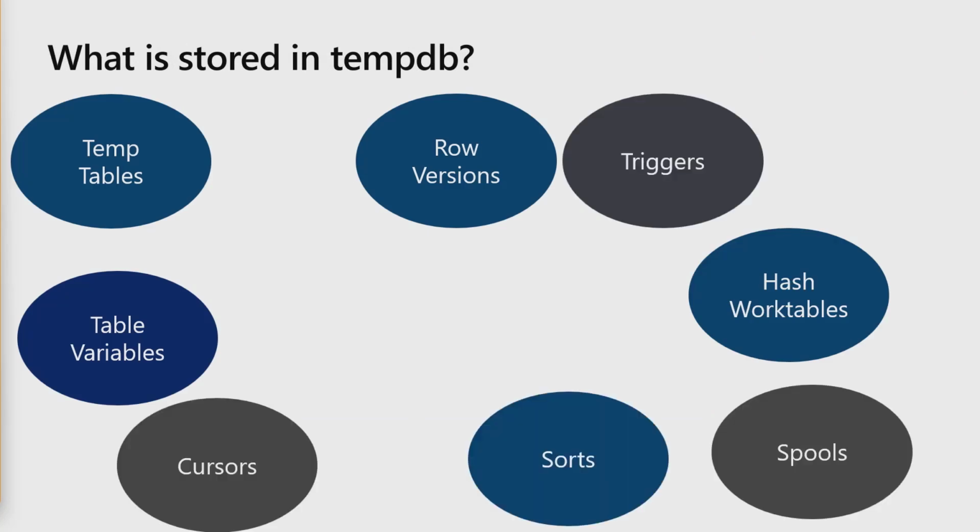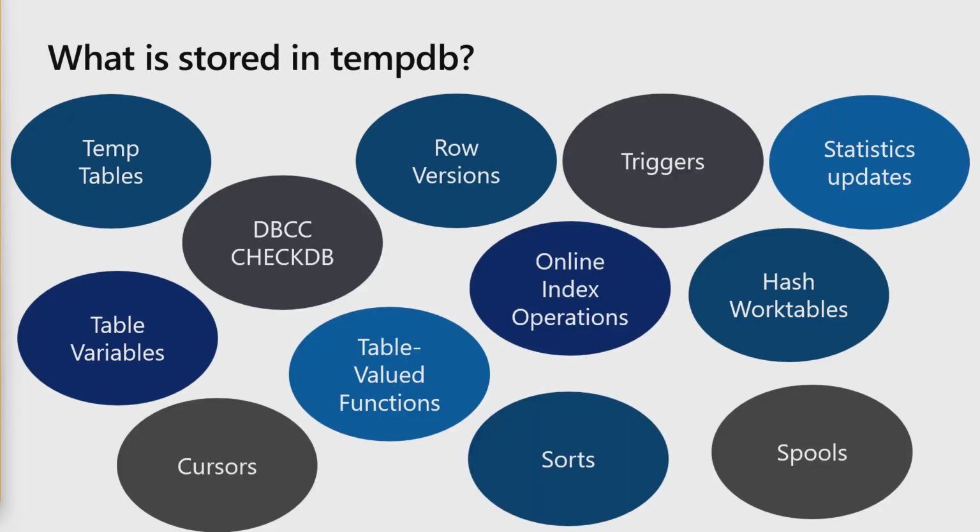So, what is stored in tempdb? Of course, temp tables go into tempdb. This is usually the first object we think about. So whenever you create a temporary table in a stored procedure or in a regular batch, that is going to go to tempdb. Table variables are also stored in tempdb. Row versions go into tempdb. So if you're using snapshot isolation or read committed snapshot, every time a row is modified by a specific transaction, the database will store a version of the previously committed image of this row into tempdb.